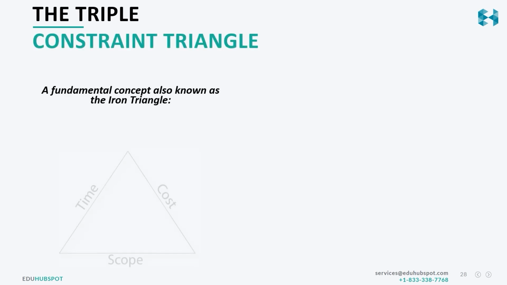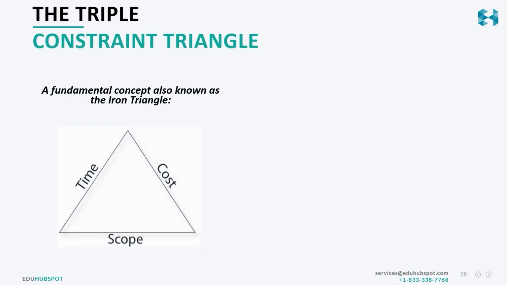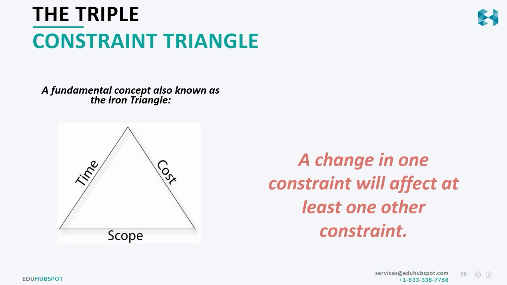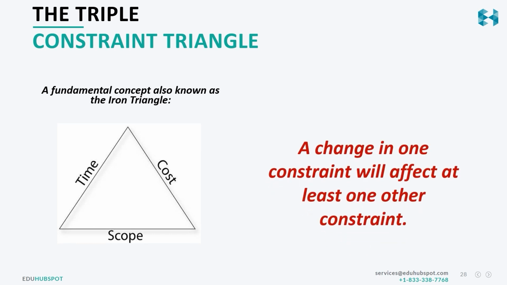And finally, we have another term which is very commonly used, your triple constraint triangle. A triple constraint triangle is about three things: scope, cost, and schedule or time. What do I mean by that? What does the triple constraint triangle say? A triple constraint triangle says that a change in one leg of the triangle may impact at least one of the other two. Now, what do I mean by that?